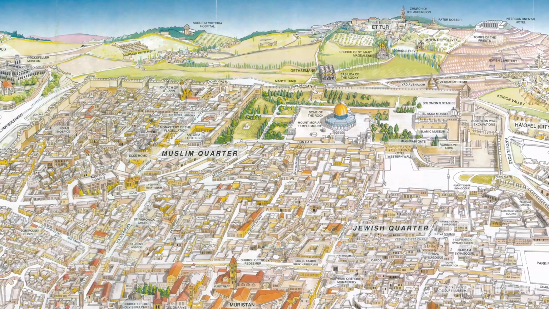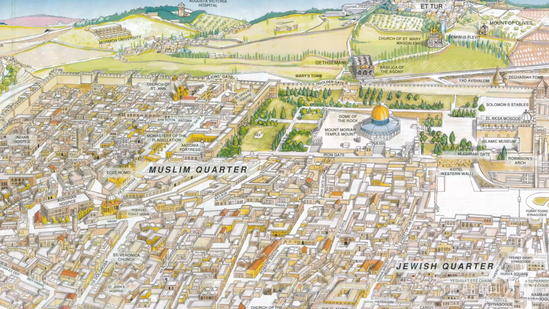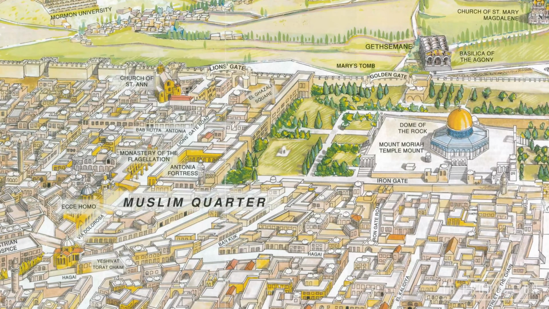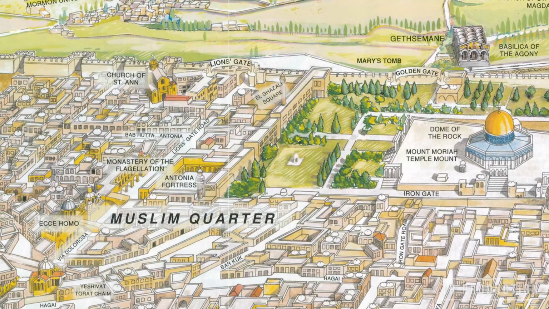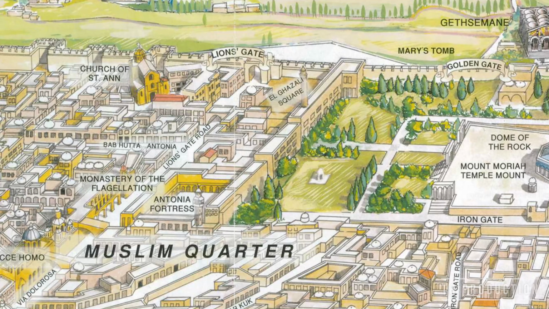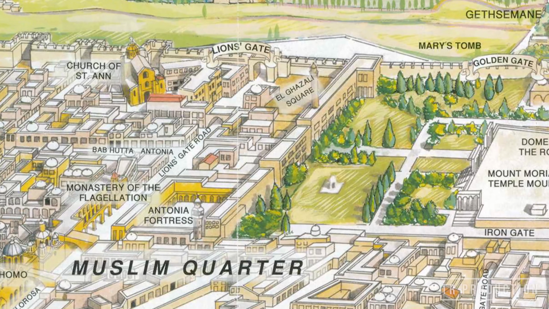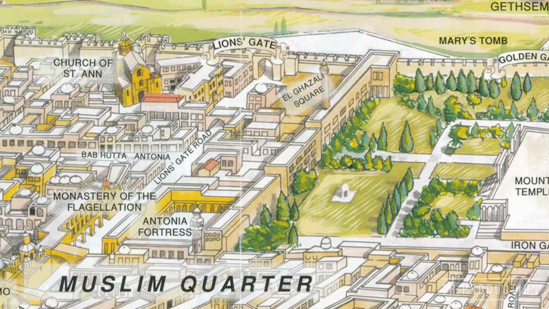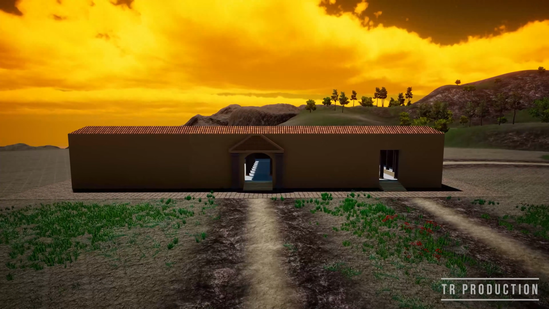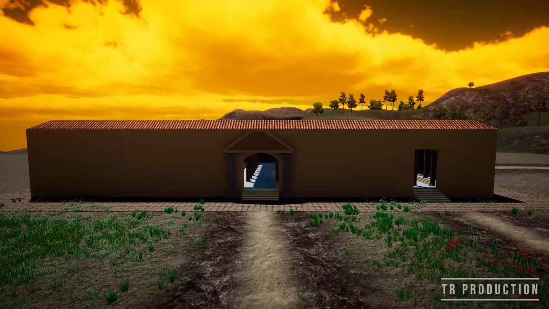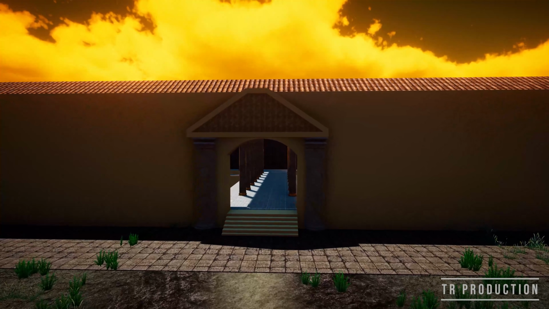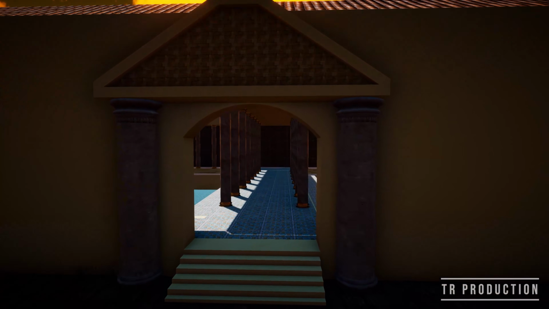Today, the remains of this pool are associated with the site of the pool in the current Muslim quarter of the city, near the gate now called the Lion's Gate or St. Stephen's Gate, and the Church of St. Anne that was excavated in the late 19th century. The name of the pool is said to be derived from the Hebrew or Aramaic language. Bethesda means either house of mercy or house of grace.